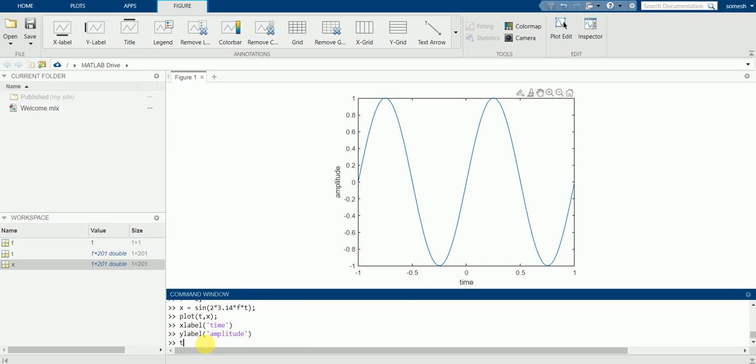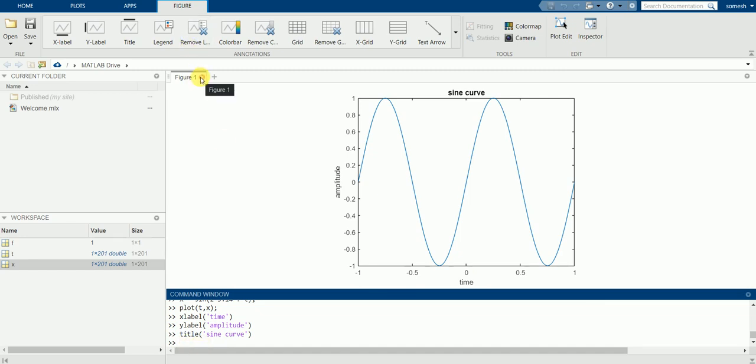And let's write the title of the graph as sine curve. Close the bracket, and here it is: sine curve, amplitude versus time, a graph between amplitude versus time for the sine curve. Similarly, we can do it for the cos curve and so on.